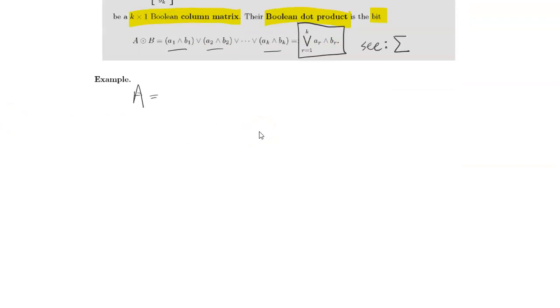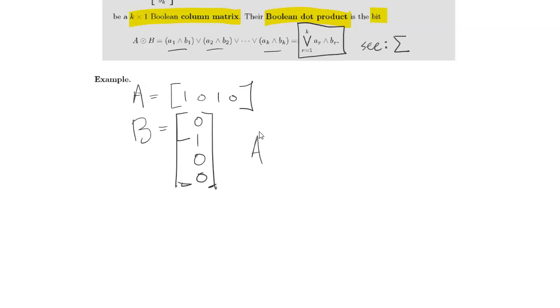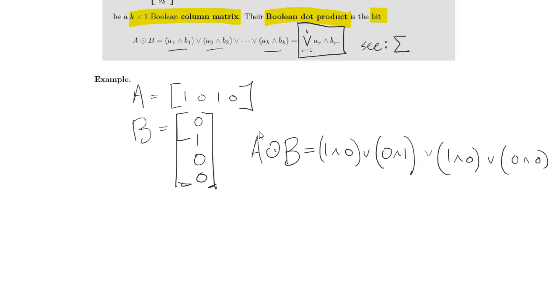We're going to let A be the 1 by 4 matrix 1, 0, 1, 0. And we'll let B be the 4 by 1 column matrix 0, 1, 0, 0. And so their Boolean dot product is going to be 1 meet 0, join 0 meet 1, join 1 meet 0, join 0 meet 0. And so that's going to be 0, join 0, join 0, join 0, which is 0. Notice that if a single one of these four meets had been 1 meet 1, we would have gotten a 1. So the fact that they're all involving a 0 means that our Boolean dot product is going to be the bit 0.